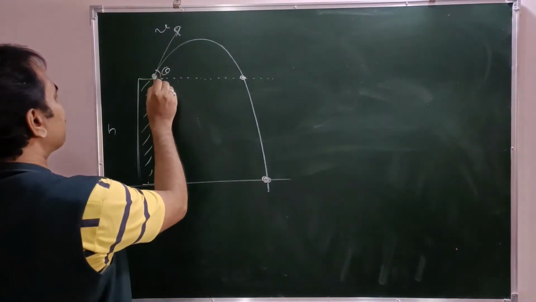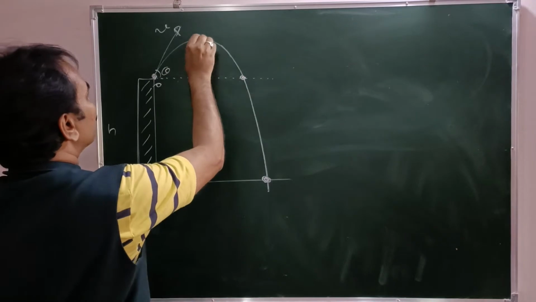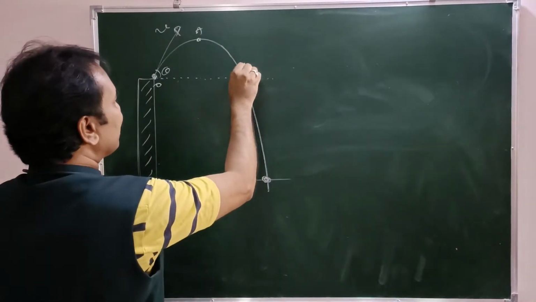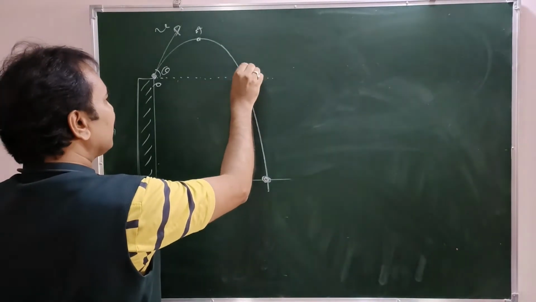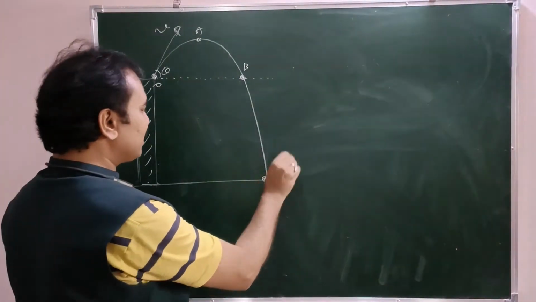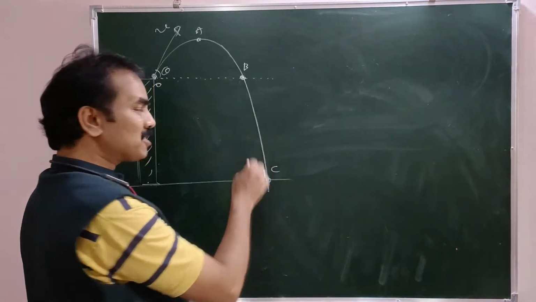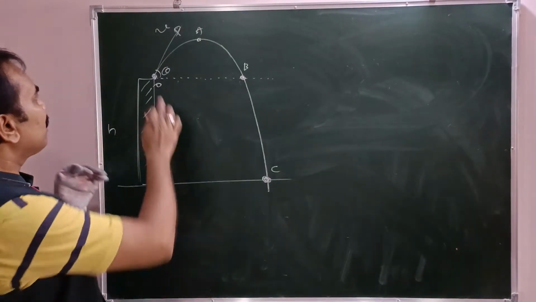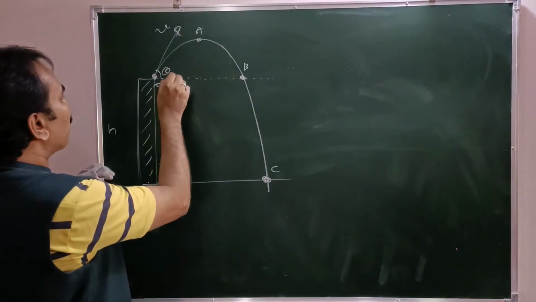Now take some labels. This is the point of projection O. This is the highest point A. This is point B, which is at the same level as that of the point of projection. Now this is point C, on the ground at which it strikes. Now OABC.